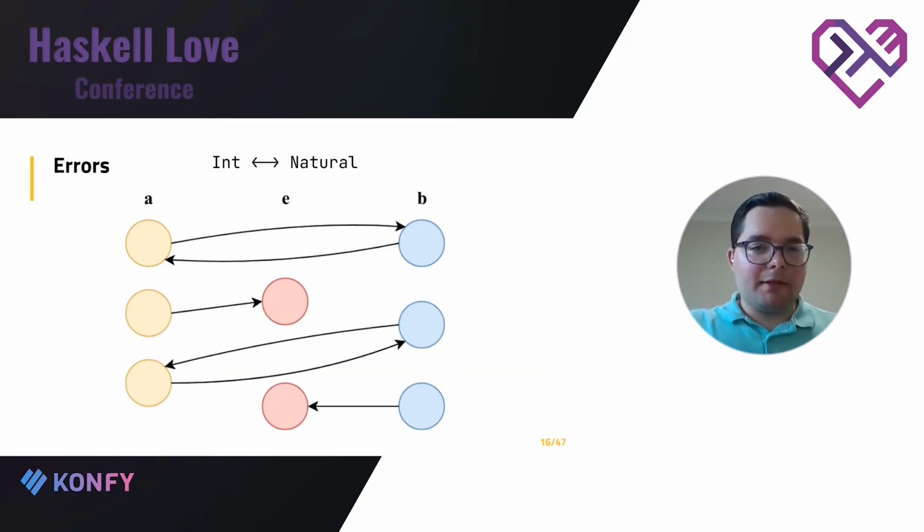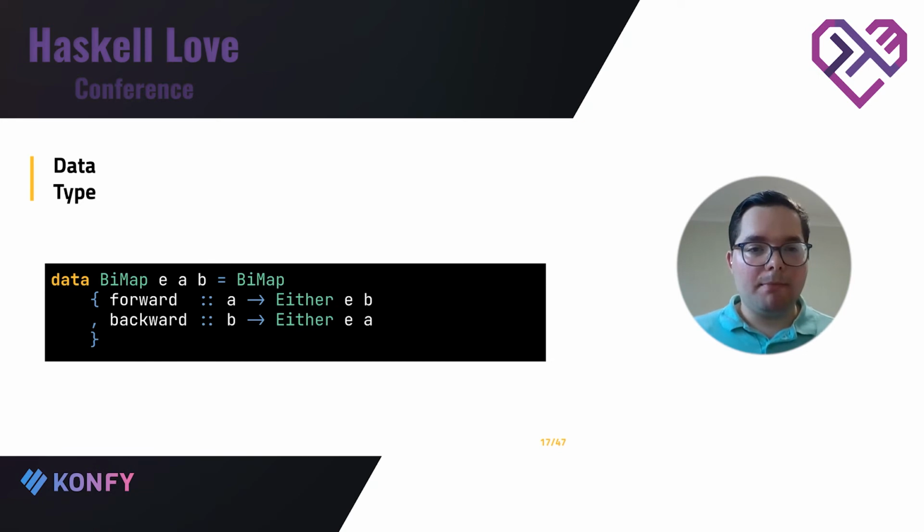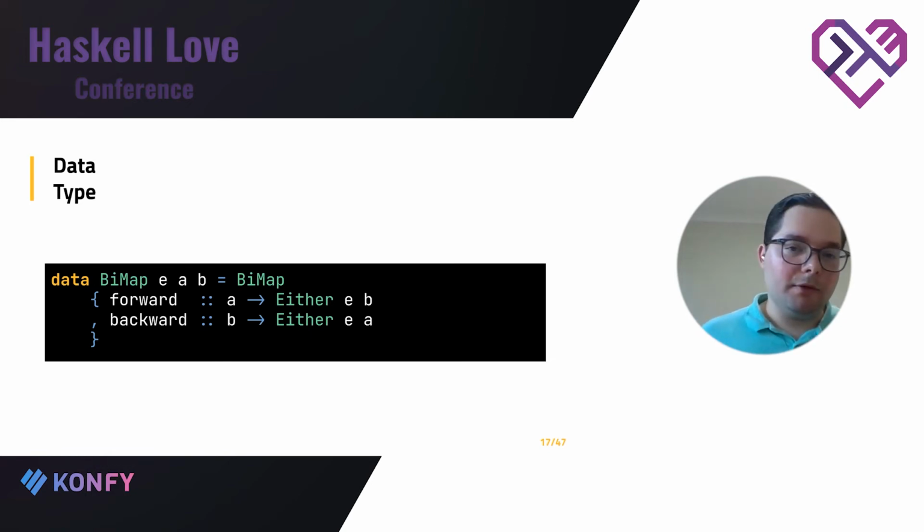This is a nice diagram, but how can we represent it in Haskell? In Haskell, we can represent this as the BMap type. It's short for bidirectional mapping. This is a data type which has 3 type parameters: E for errors, and A and B for the 2 arbitrary values between which we want to convert. And we have 2 functions, like forward, when we go from A to either an error or B. So we have A and we can get either an error if we cannot convert this value, or we can get a B.